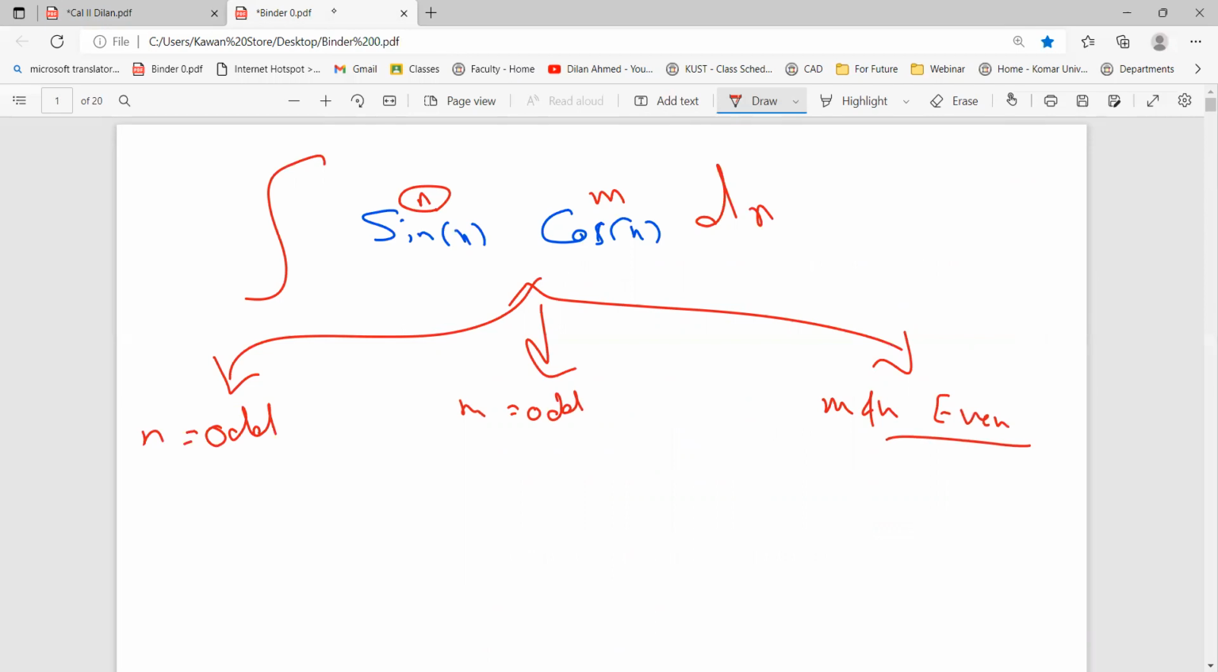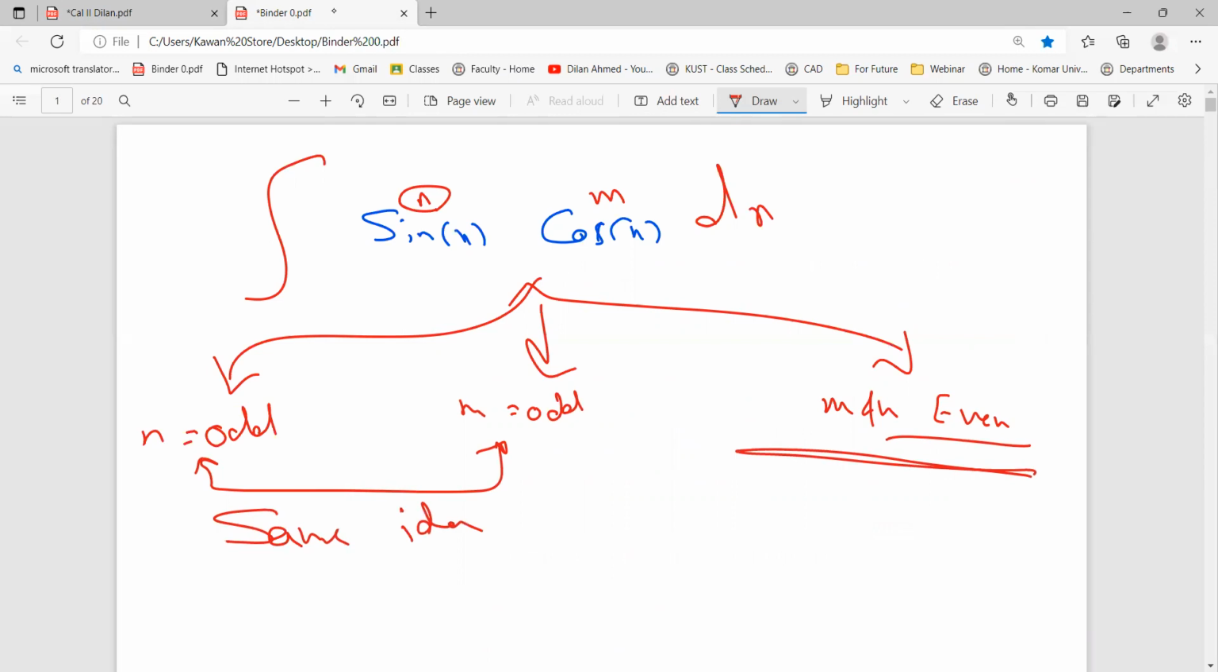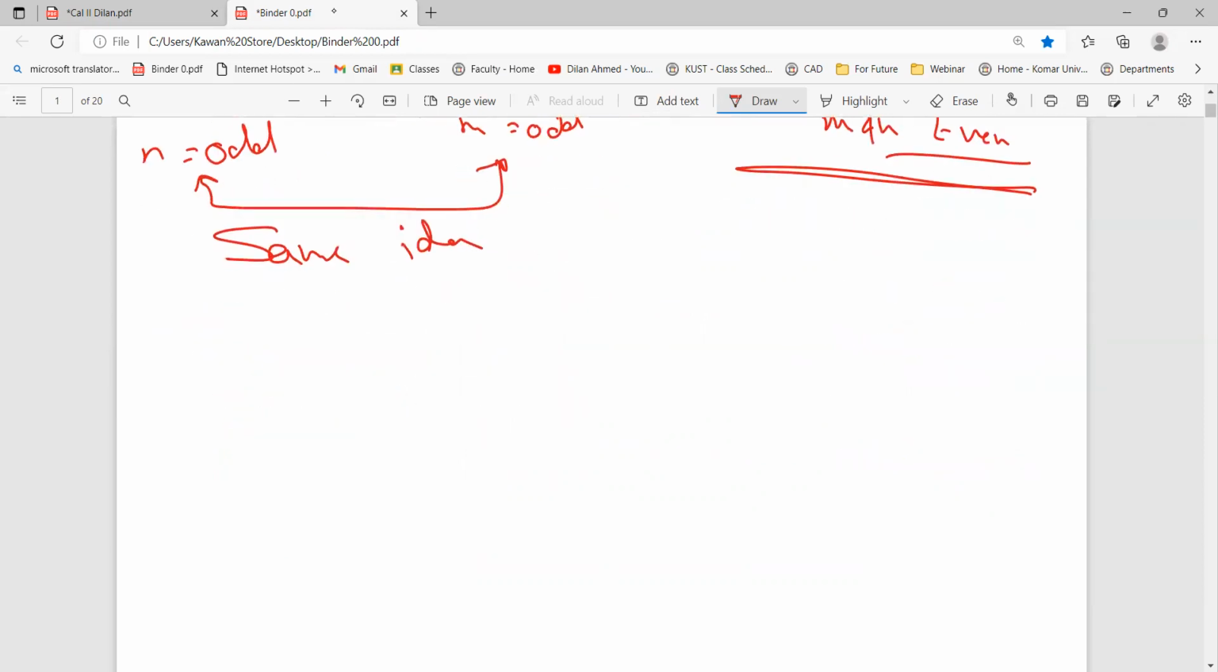So how do we deal with that one? These 2 cases have the same idea. That one has a different idea. So instead of saying I have 3 cases, it's better to say I have 2 cases. Why? Because if one of them is odd, we solve it one way. If one is not odd, both even, how do we solve them?